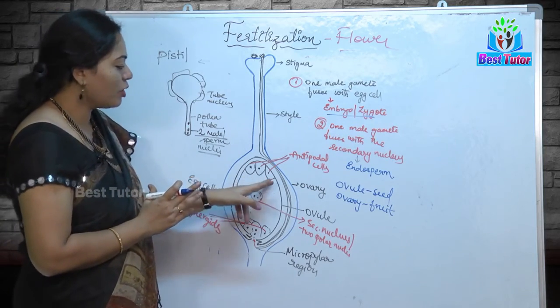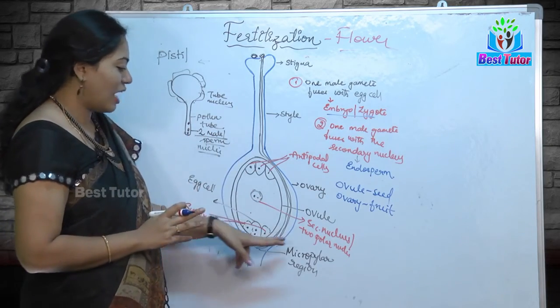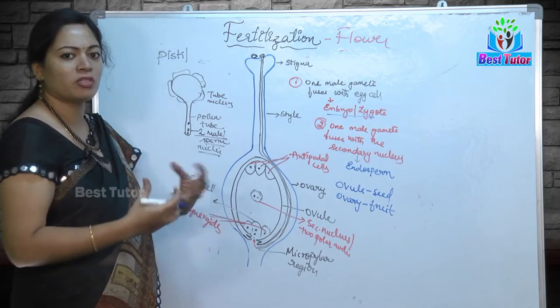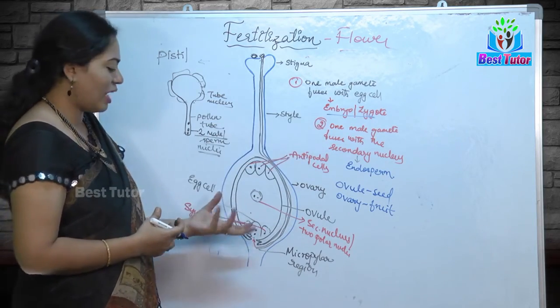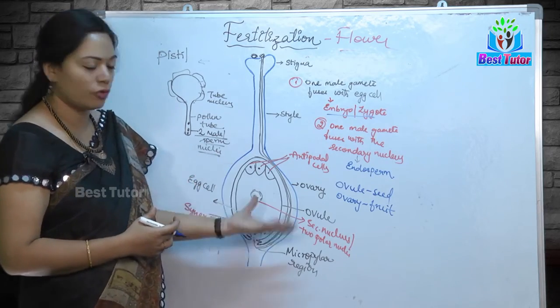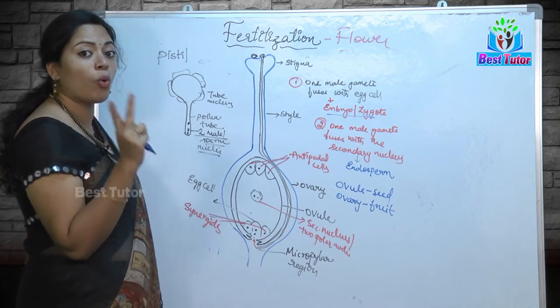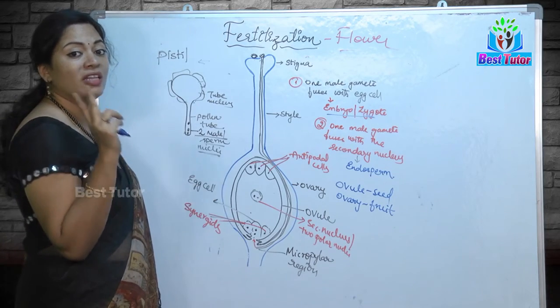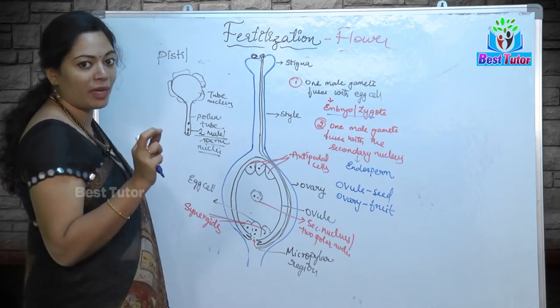So the antipodal cells after fertilization just disintegrate, they don't appear, and even the synergids, they help in the process of fertilization, fusion between the egg and the male gamete, and once it has happened, the synergids are of no use. Then what happens to the integuments? The integuments of the ovule will transform into the seed coat of the seed, and the micropyle will remain like a micropyle in the seed.